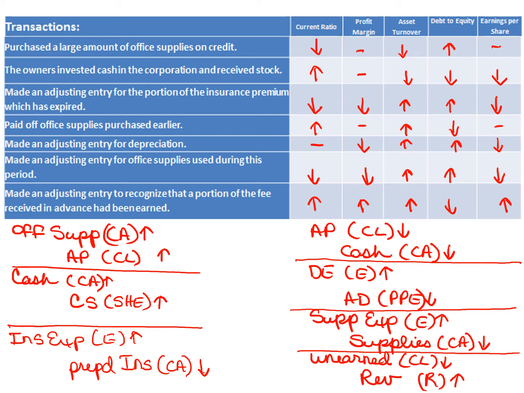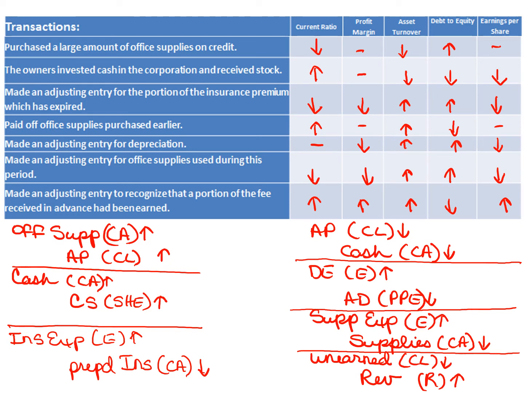Current assets are going up. Current liabilities are going up. We've seen this pattern before, and this is how it would be impacted. The owners invested cash in the corporation and received stock. That means my current assets are going up, and my common stock and the number of shares of stock are increasing as well. So this is the pattern for that.